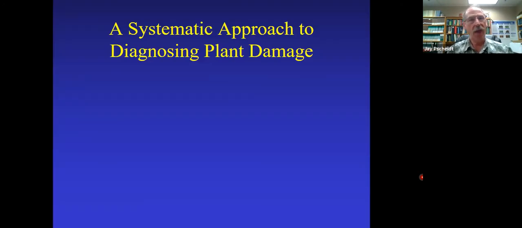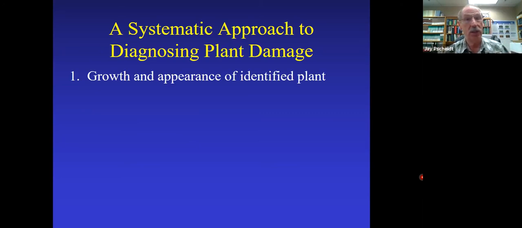I think you can do it yourself. You just have to have an approach to go after it. And this is where we talk about the systematic approach to diagnosing plant damage. It goes through several steps that we teach in the Master Gardener classes. First thing you want to do is identify the plant, of course, and know how it's supposed to look and how it's supposed to appear.